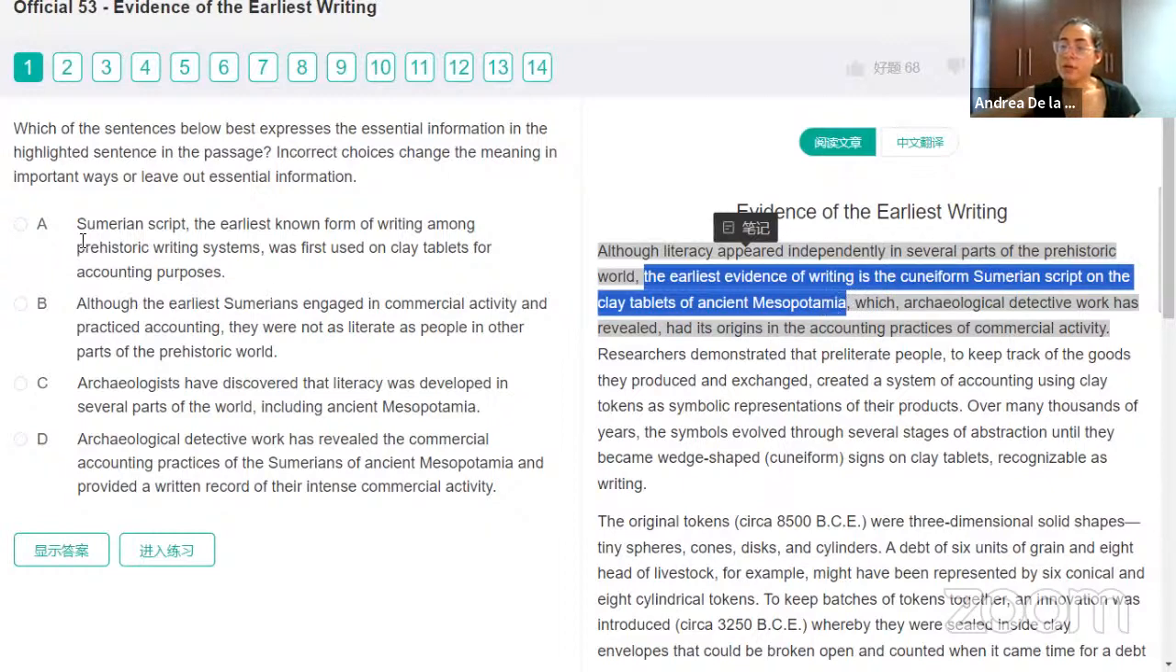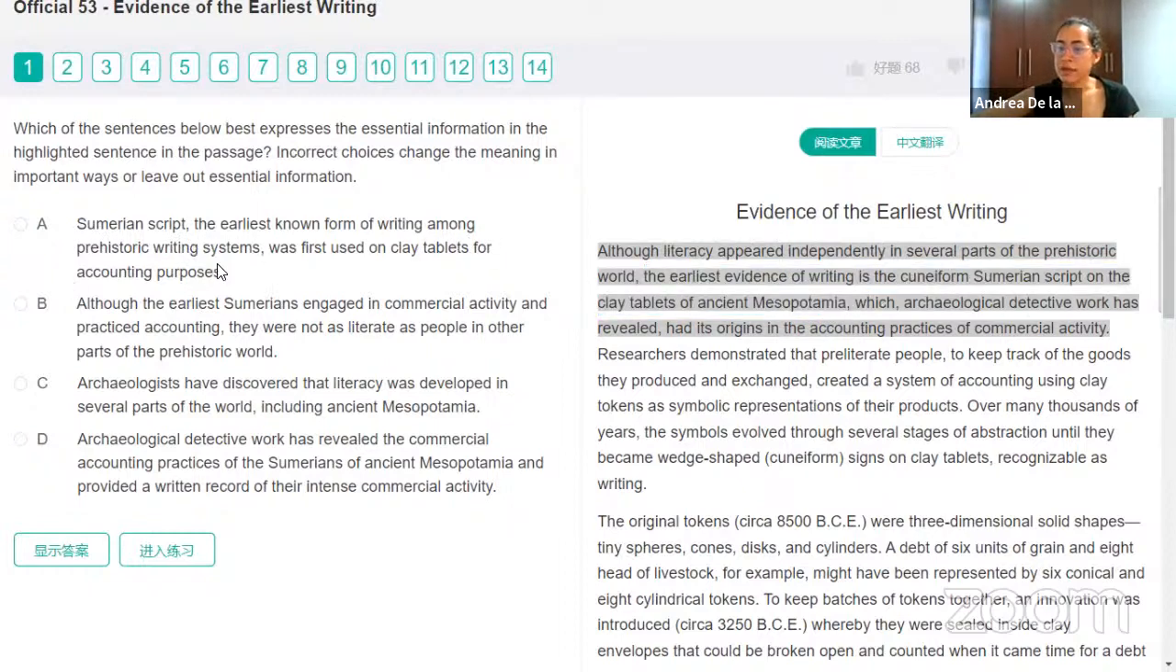Ahora, la opción A dice Sumerian script, the earliest known form of writing among prehistoric writing systems. Hasta aquí todo bien, pero no sé si es el enfoque adecuado. Dice, was first used on clay tablets for accounting purposes. That is origin y... Ok. Aquí el enfoque es diferente. El Sumerian script, dice, fue usado por primera vez on clay tablets for accounting purposes.